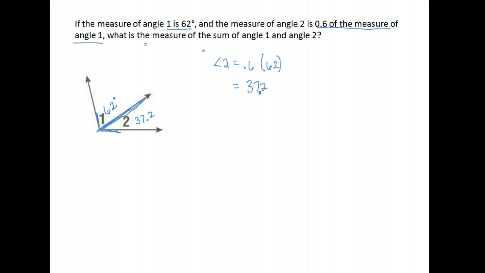The question asks, what is the measure of the sum of angle 1 and angle 2? So if we used our angle addition postulate and wanted to find this big opening, we would add angle 1 plus angle 2. We now know each of their measures. Angle 1 is 62, angle 2 is 37.2. Together, they give us 99.2.